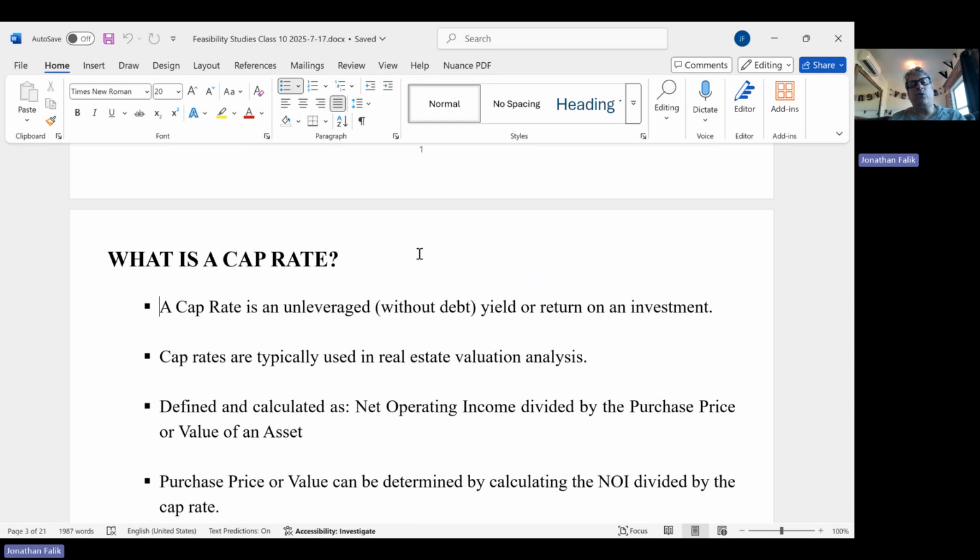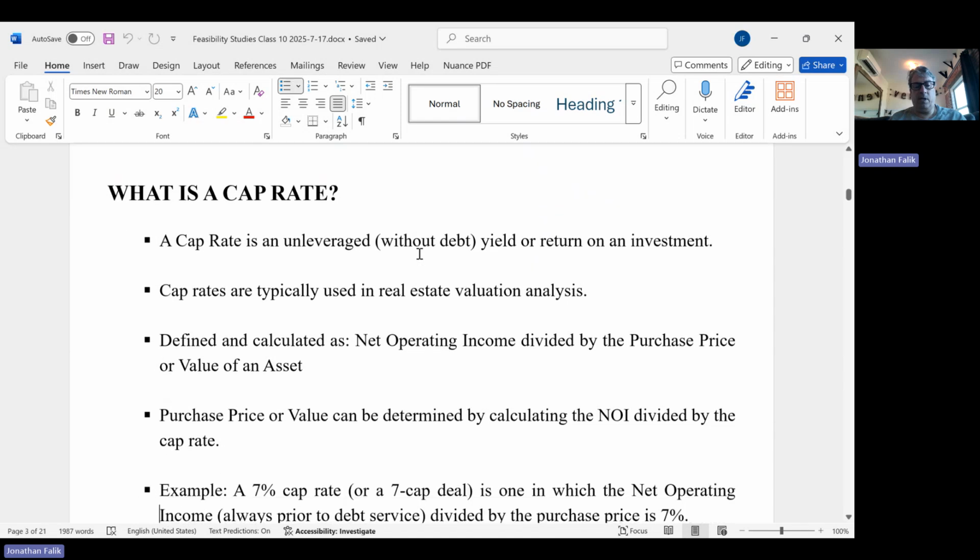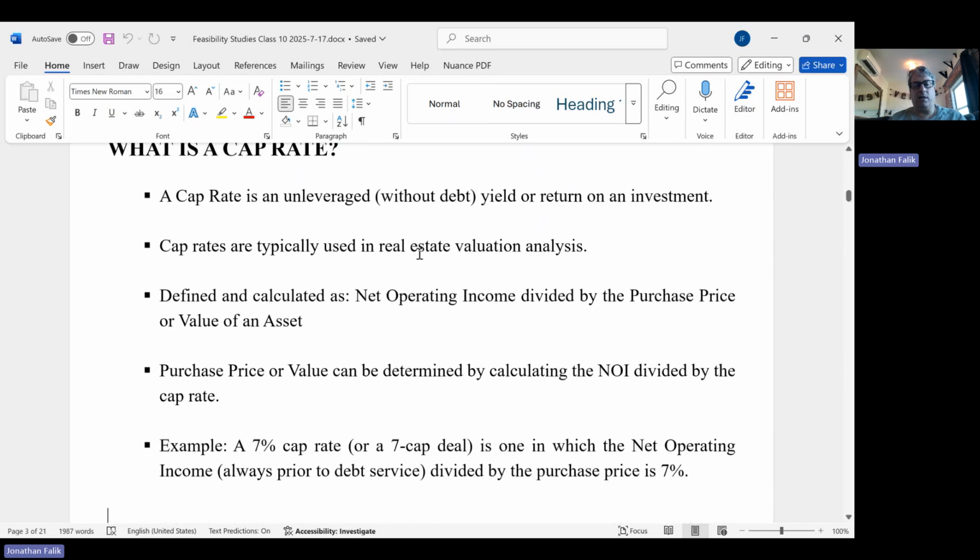And if an investor is willing to pay a 7% cap rate, that means they're willing to accept a 7% yield or return on their investment. That is before any debt service. So cap rates do not factor in mortgage debt or interest expense or any kind of debt service.